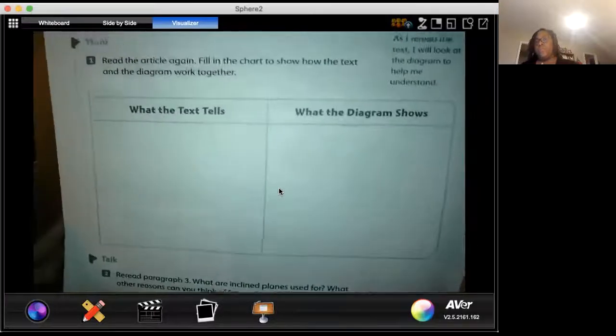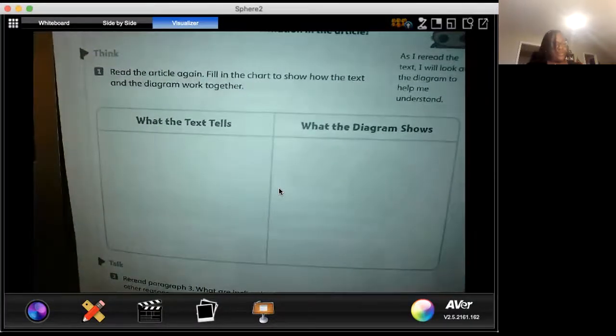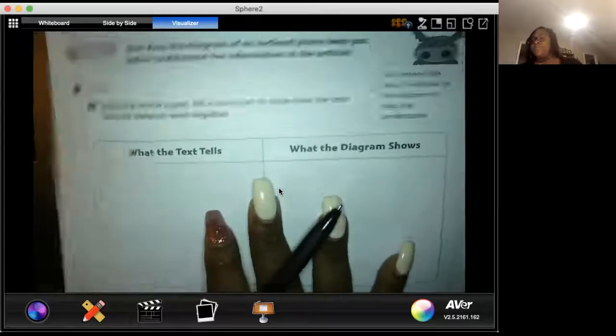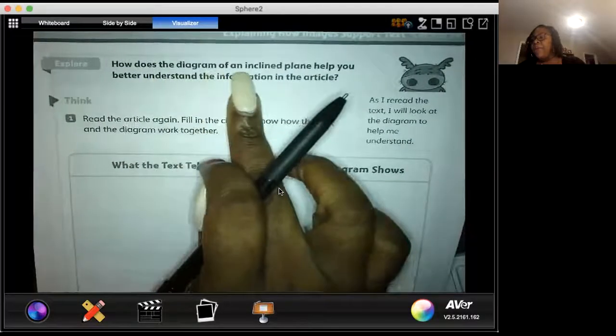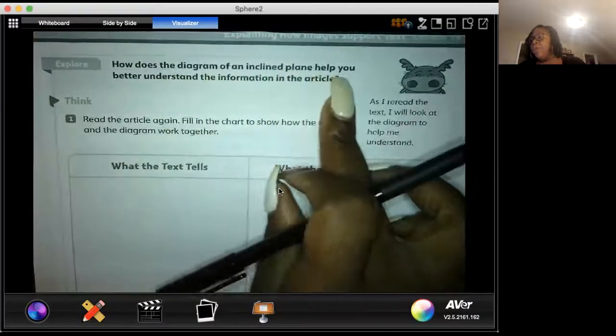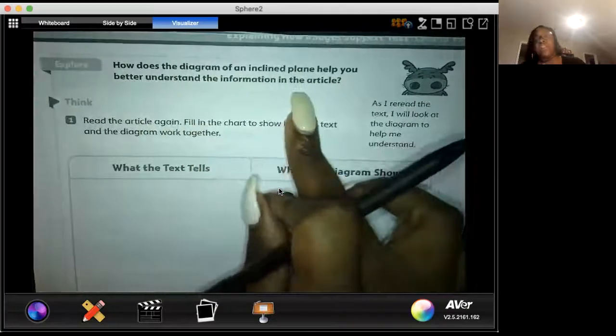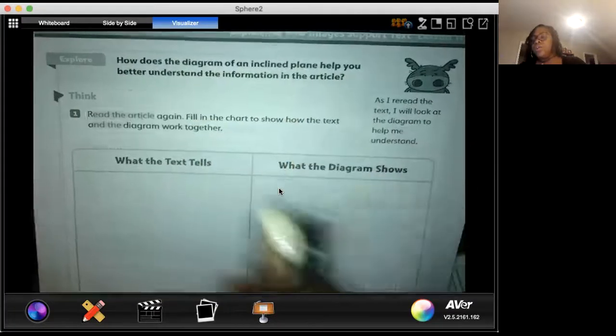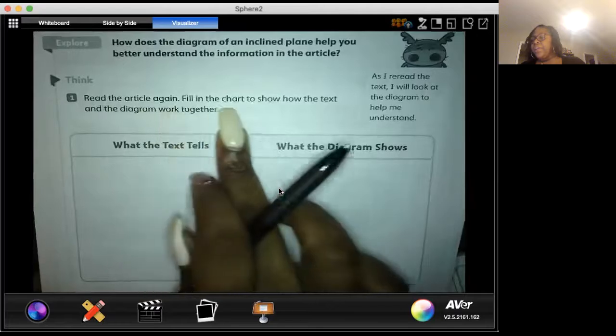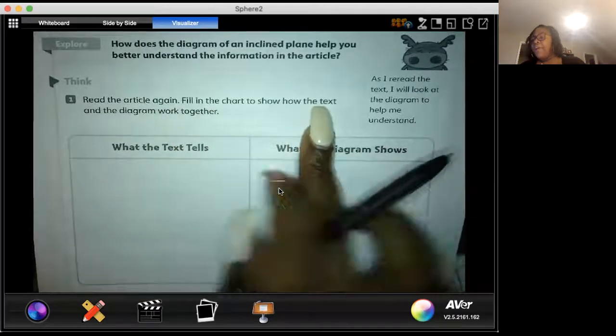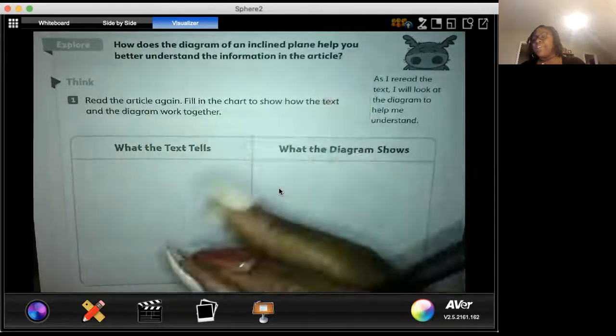Now we've made it to yet another graphic organizer. Ms. Clark can't turn the other page. Okay. So the question at the top says, how does the diagram of an inclined plane help you better understand the information in the article? So it says, read the article again. Fill in the chart to show how the text and the diagram work together.